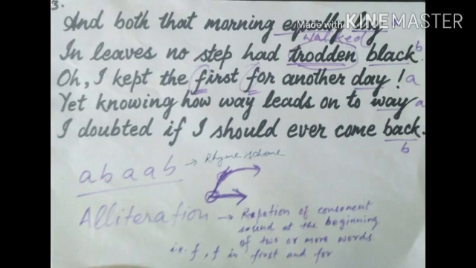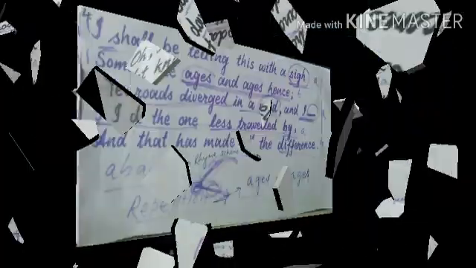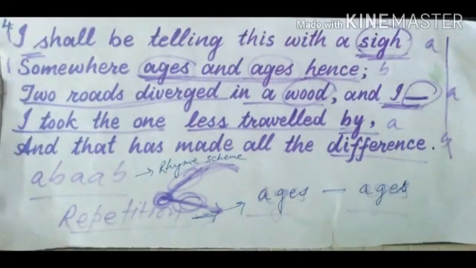So we shall see the last stanza now. We have completed 3 stanzas. So the last stanza, the fourth one. We shall read the stanza first. The stanza is like this. I shall be telling this with a sigh. So the word sigh, it means deep breath.